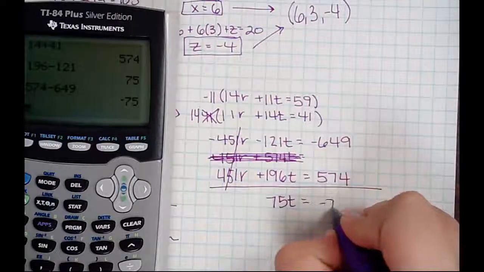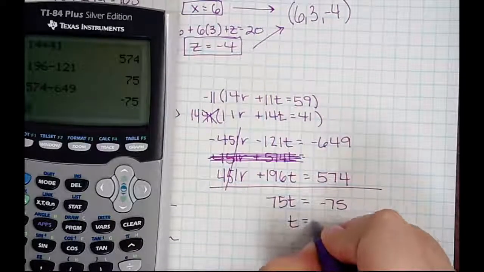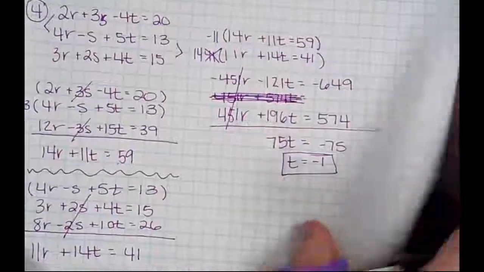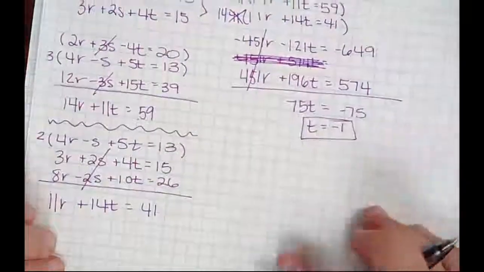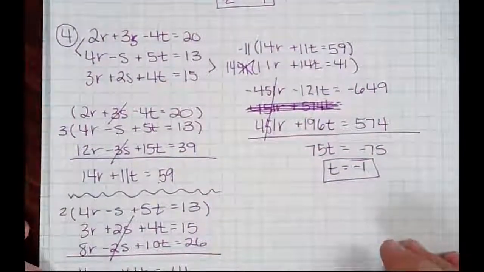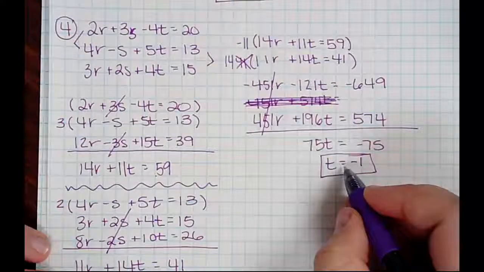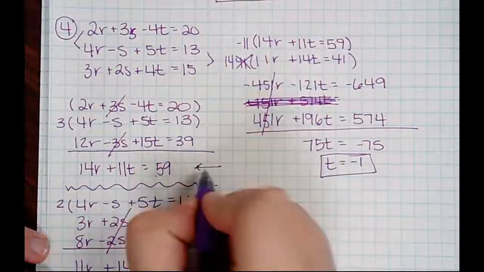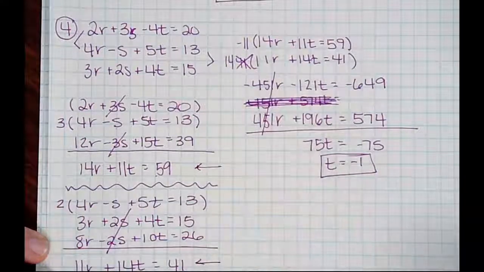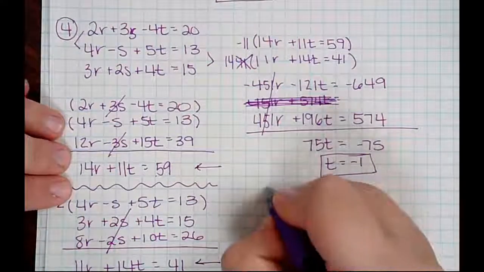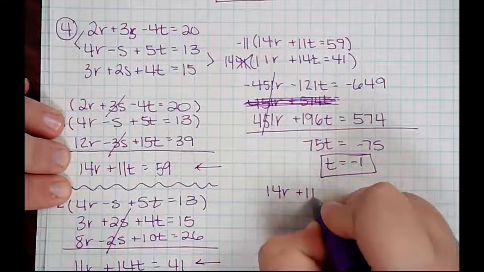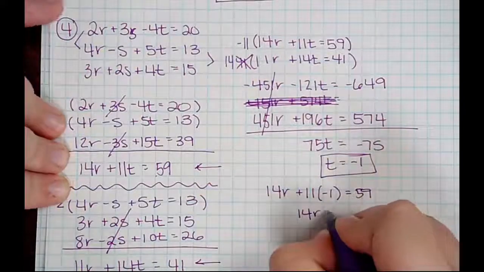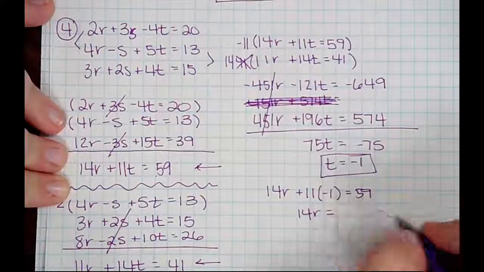From there, I can plug things back in. Once you get to this variable, this is the hardest step, but once it's kind of homeward bound from there. So let's take this, plug it back into one of these nice equations that we were working with a minute ago, as nice as they can be with these large numbers. Let's do 14r plus 11 times negative 1 equals 59. You get 14r equals 59 minus 11, which is 48. R equals, I think it's 3, but I'm going to double check on that.